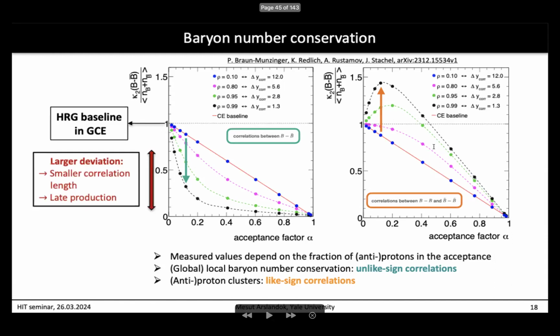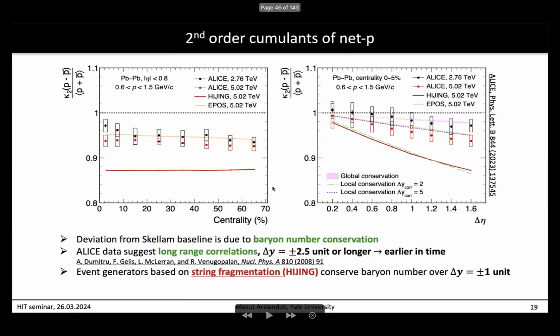Okay, okay. And in the end, as I said, if I have a smaller correlation range, it means that I am probing something very close to the end of the collision, like late times, but if it is back-to-back, like the red one, then it means that the correlation has to come from very early times. So this is how to interpret the things that I will show now. And now this is real data. What is shown here is, again, kappa 2 over the Skellam baseline, which is 1, this time as a function of centrality and as a function of delta eta, with the highest centrality being here. I take this first one and then just plot it as a function of centrality.